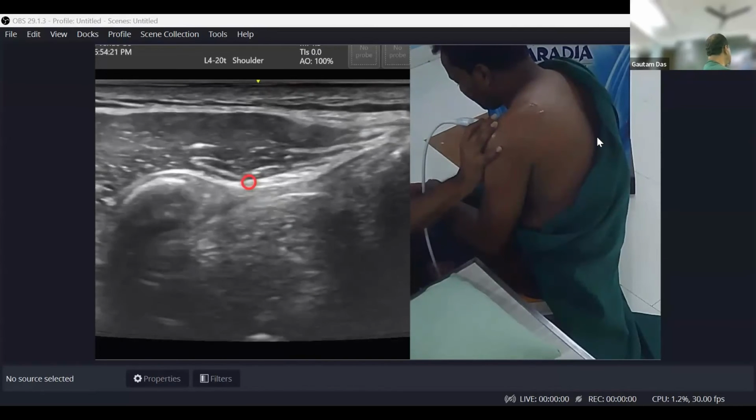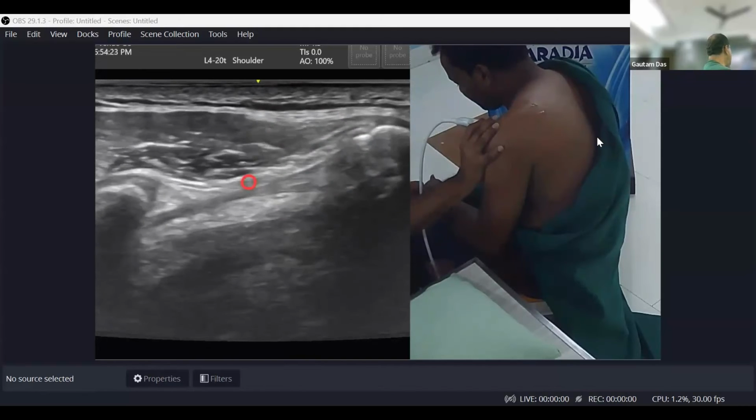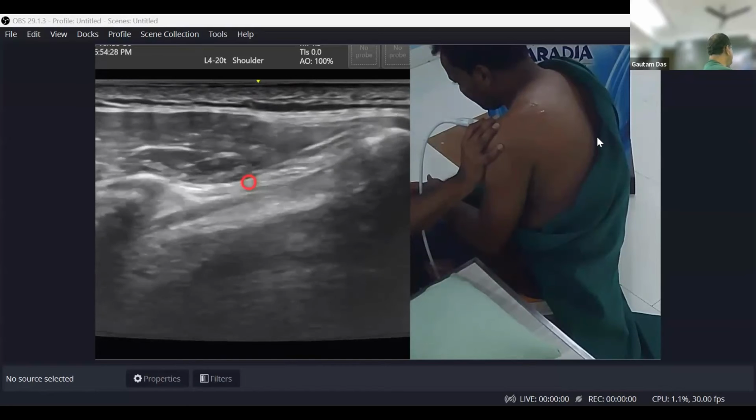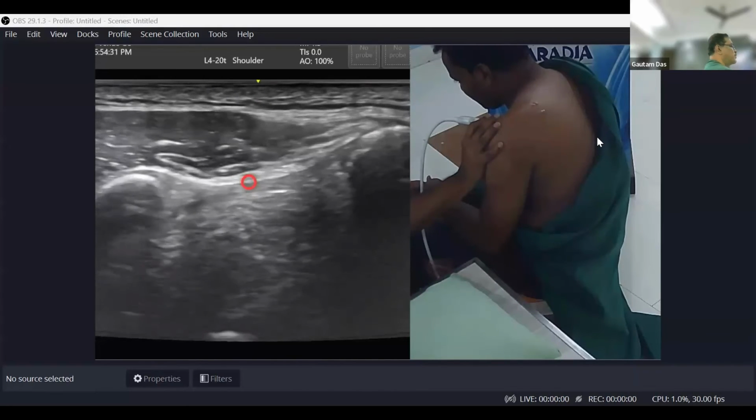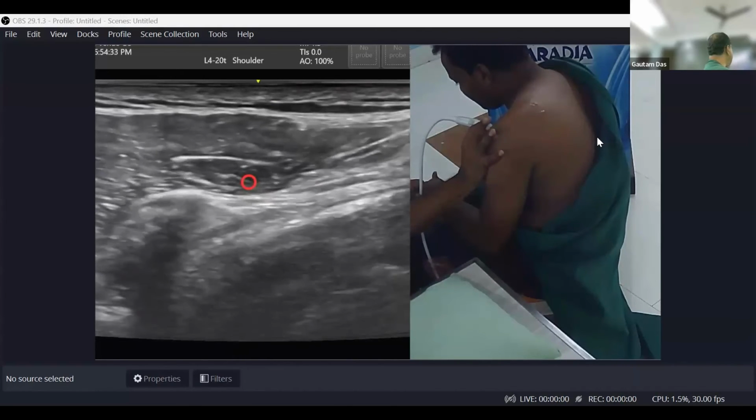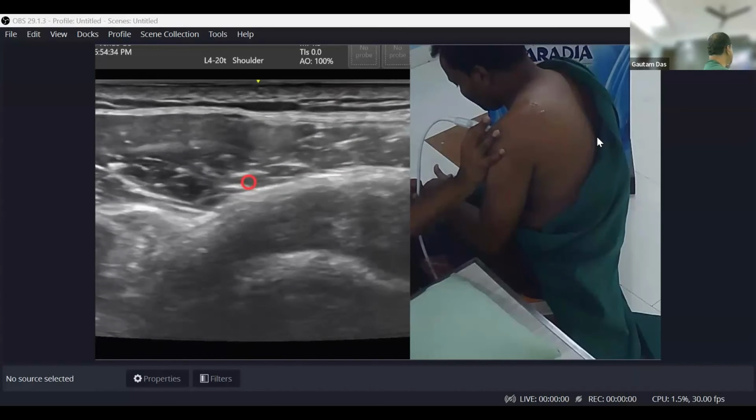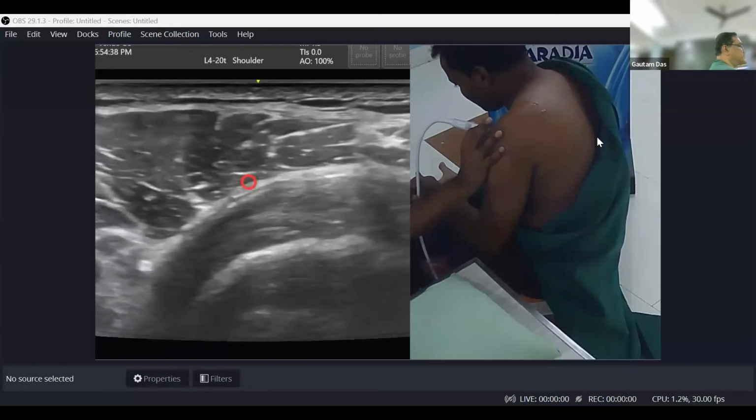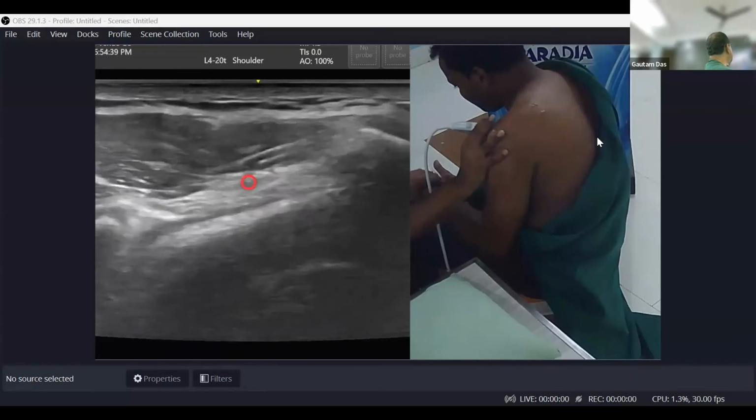Why is the coracoacromial ligament important? Because it makes a tunnel through which the supraspinatus muscle comes. Look at my probe position. If I'm coming distally, I'll be able to see this is your supraspinatus. This is the supraspinatus in the short axis.